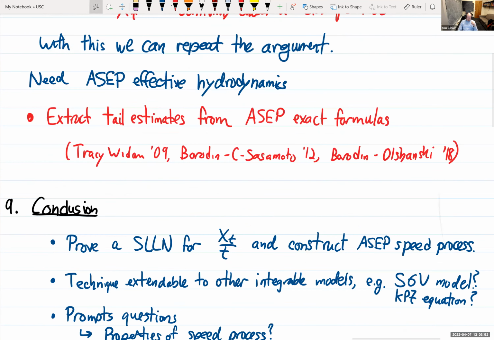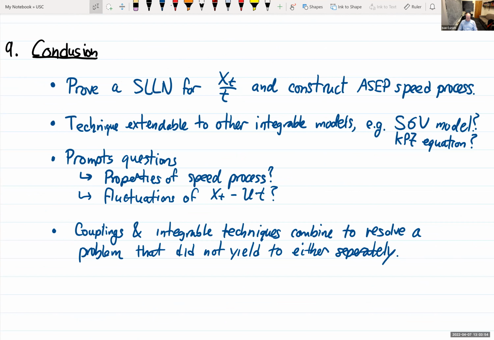Okay, let me conclude because I think time has elapsed. I sought to prove a strong law of large numbers for X_t over t, the evolution of the second-class particle, and to construct this ASEP process. The technique that we use is very much rooted in the particle system itself, so it doesn't go through any couplings to auxiliary systems. It would therefore be amenable to other processes, provided that you have some version of these effective hydrodynamic results and this coupling.